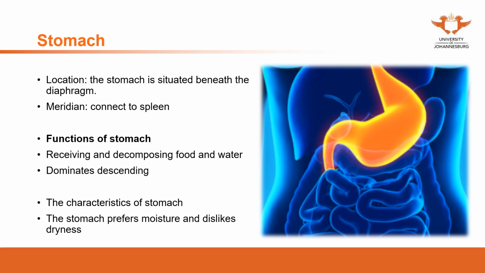You see how many different names there are for the stomach: the storage or storeroom, the sea of grains and water, the sea of grains, water, qi, and blood. These different names all refer to the stomach, and that's exactly because the function of receiving and decomposing food and water is very important for acquired qi and blood. And this function is reflected in all kinds of our daily life, and the treatment.